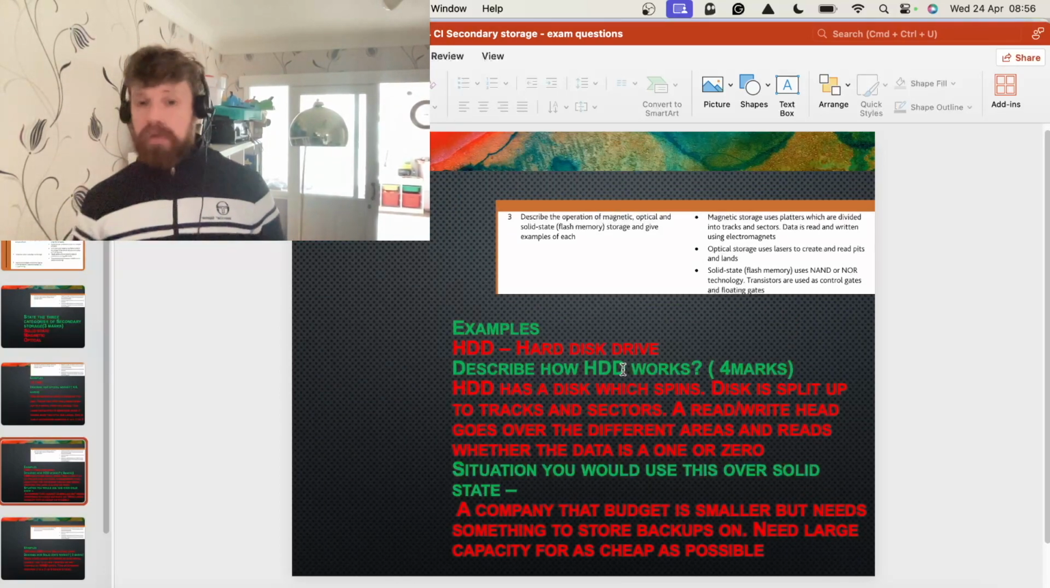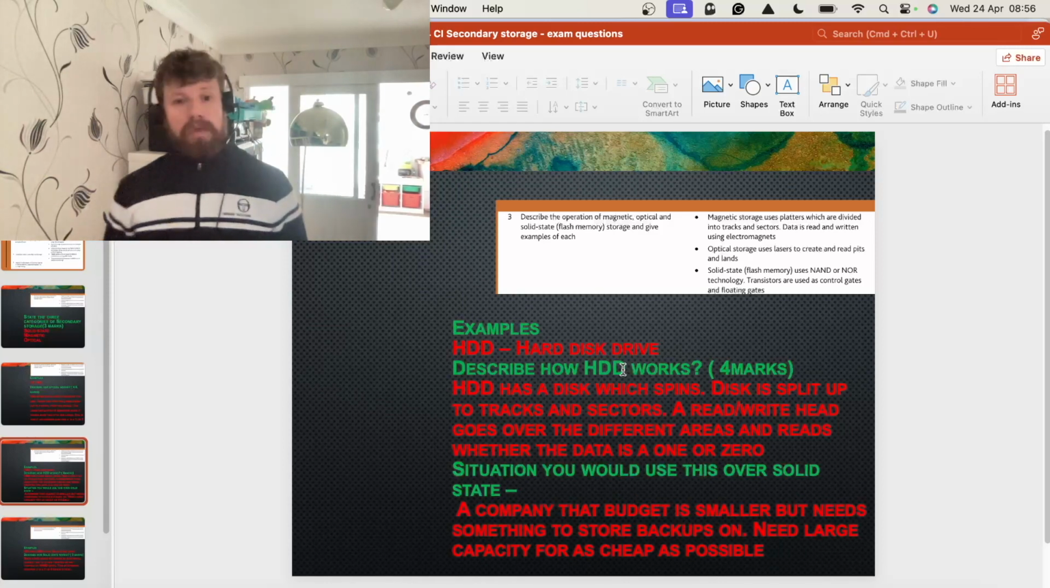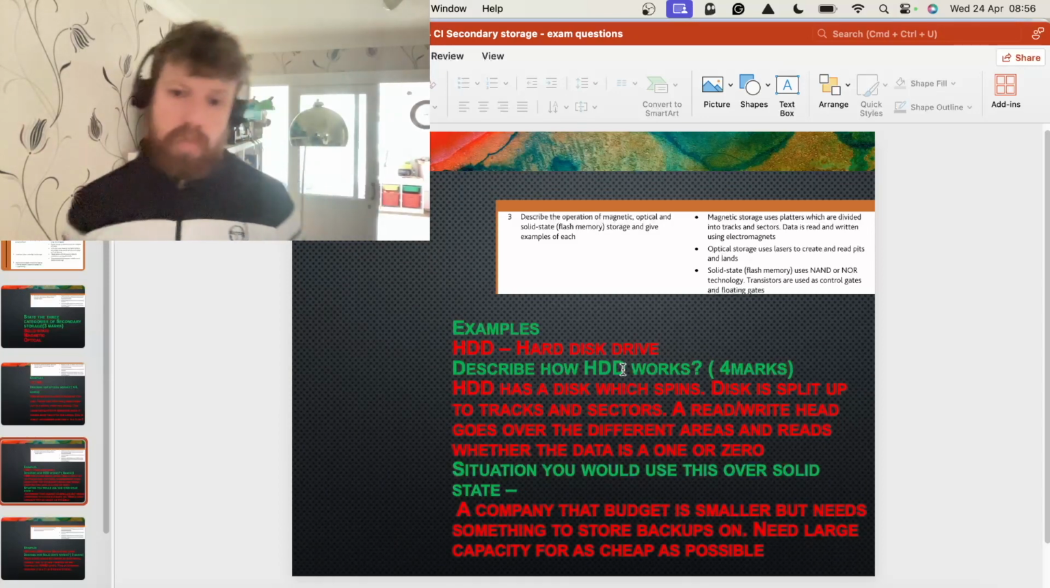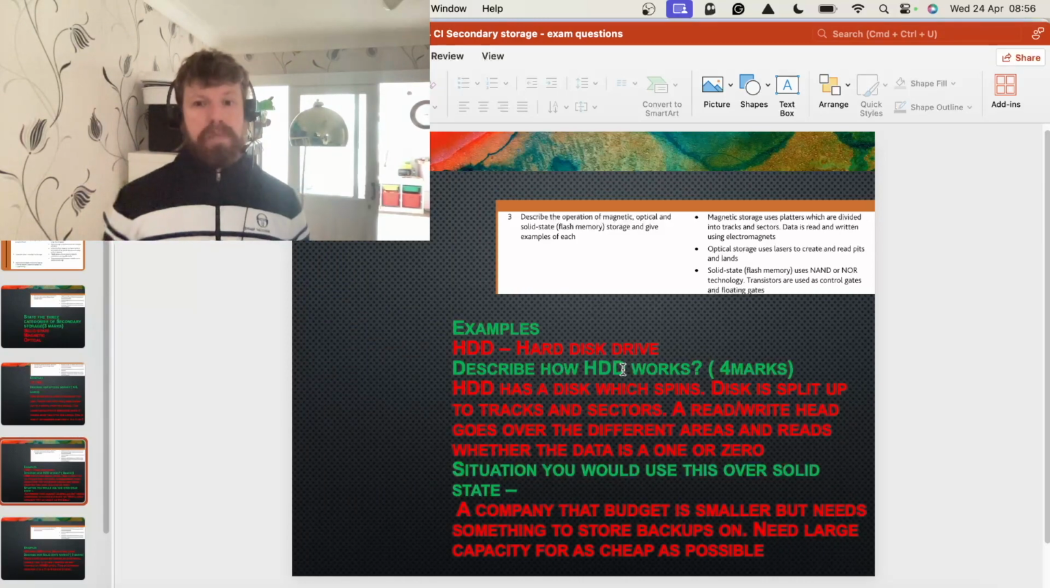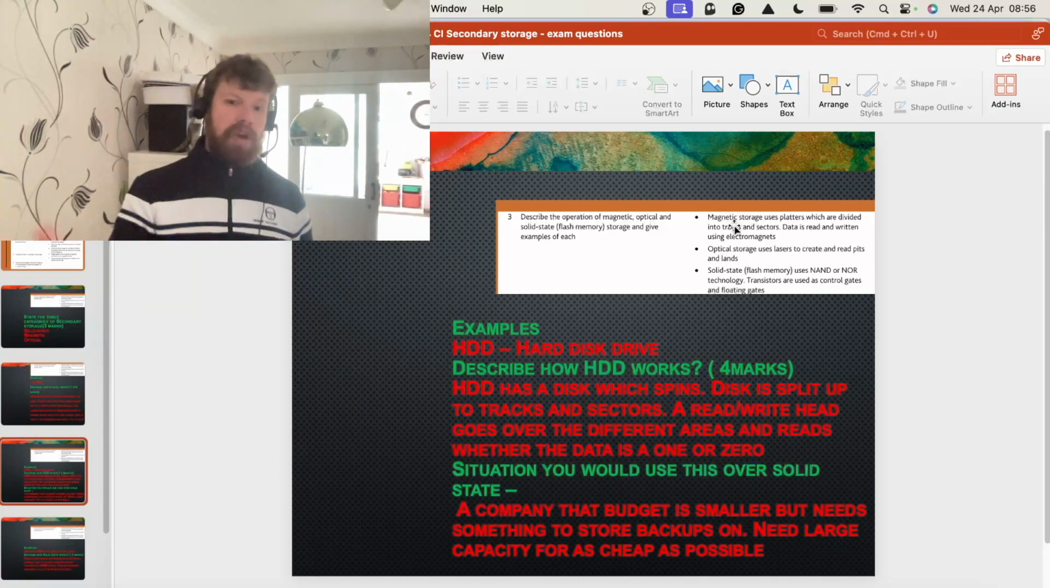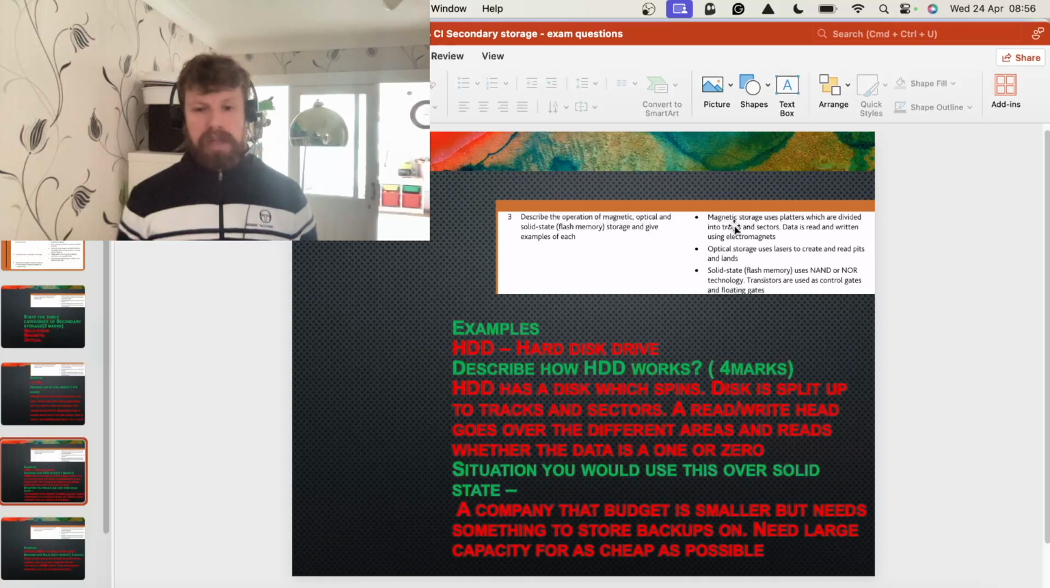Now, this is all to do with magnetic. The only example still in use is a hard disk drive, or HDD. You can put the acronym if you want. How a HDD works is the disk is split up into tracks and sectors. As you can see, it's related to the spec point here. A read and write head goes over the different areas and reads whether the data is a 1 or a 0. So again, relating it to that 1 or a 0.